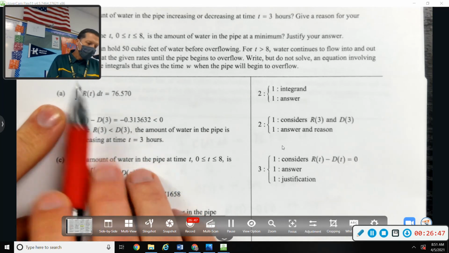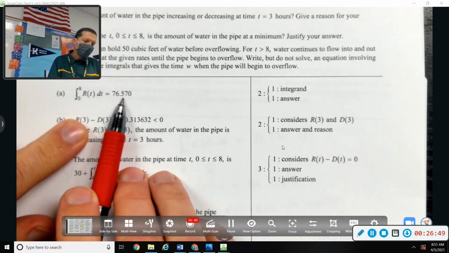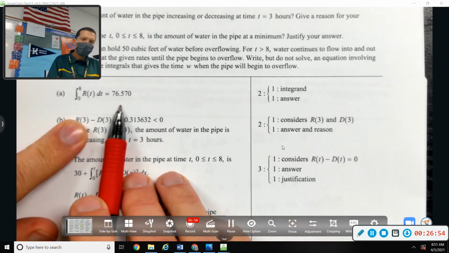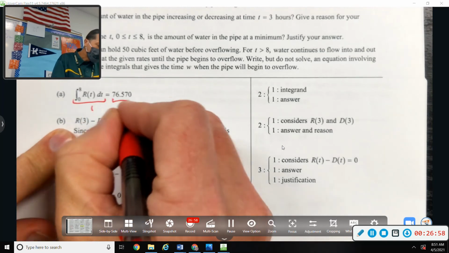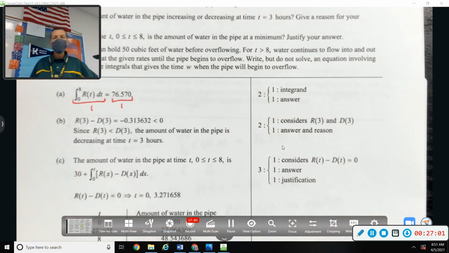So part A, that was from 0 to 8. The integral of the rate equals the change in the amount. That one was pretty straightforward. You got 1 point for the integrand, so 1 point for that, and 1 point for the answer. There really wasn't anything else. So it's pretty much yes or no on either one of those.